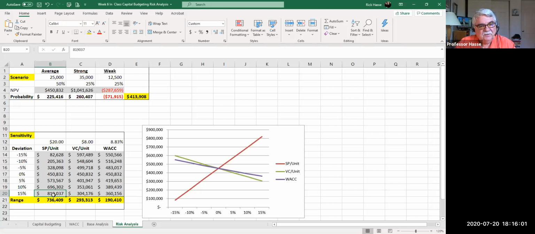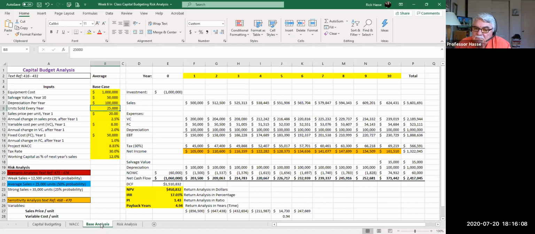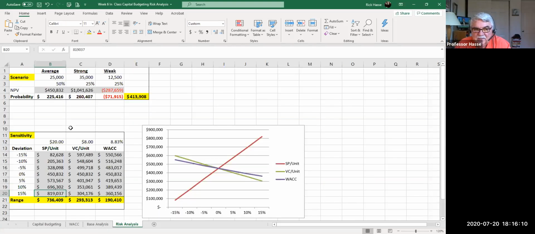So this analysis of risk tells us how different our numbers look if we make changes. Changes in output, changes in key variables of the analysis.